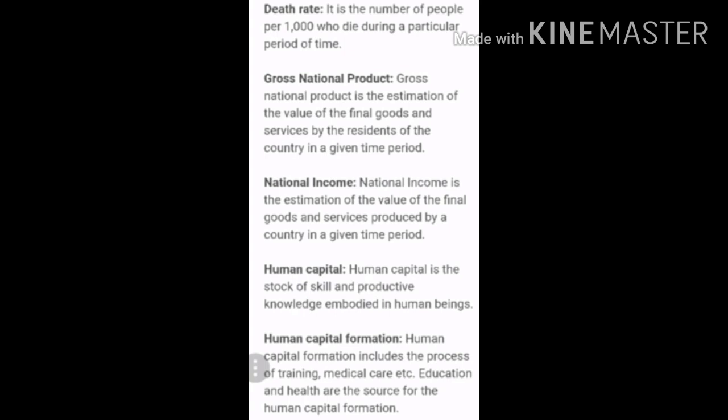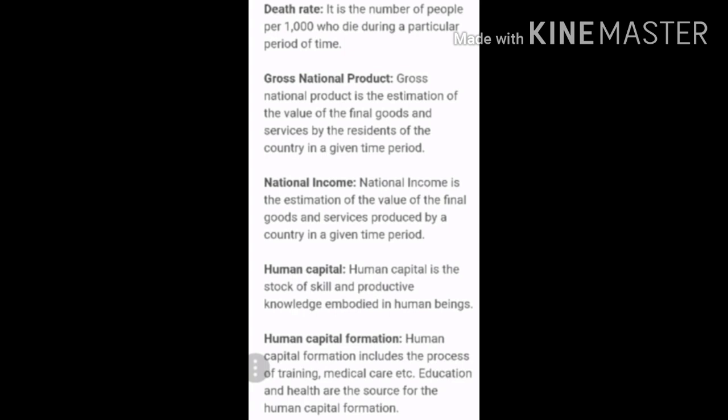After that, human capital. Human capital is the stock of skill and productive knowledge embodied in human beings. It means what is important in human capital? Human capital requires a stock of skill and productive knowledge, and on the basis of that skill and knowledge, people can play the role of human capital because they use their knowledge, their thoughts and their ideas.